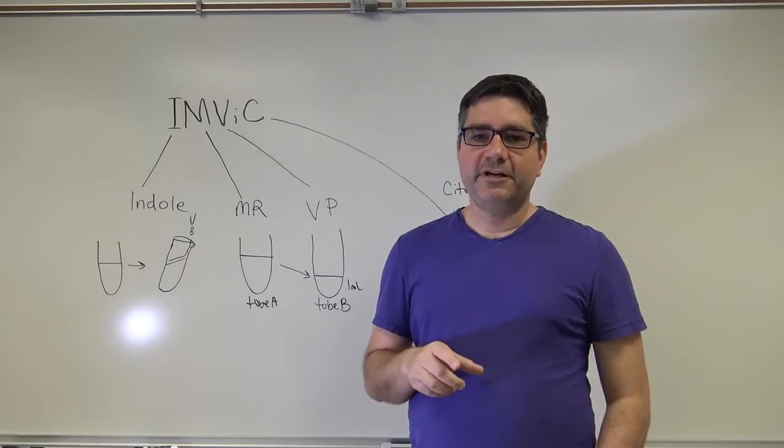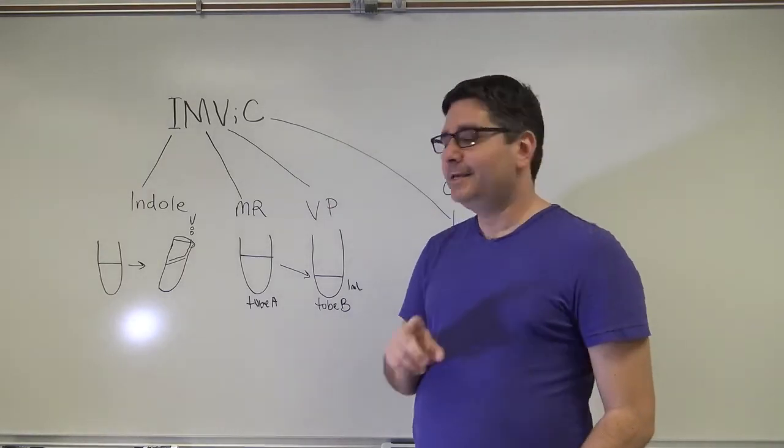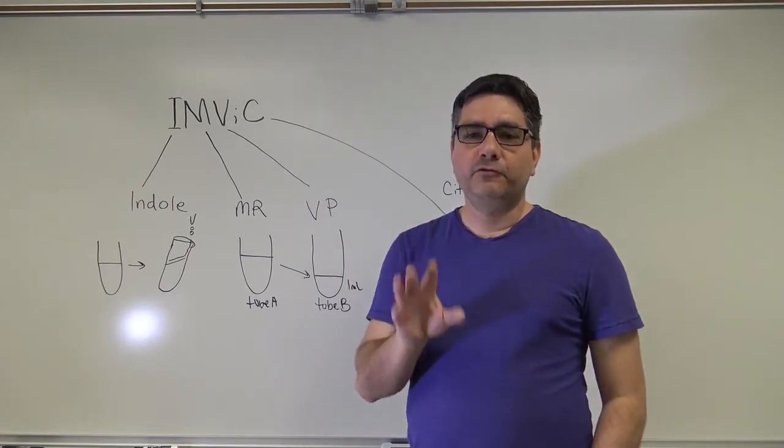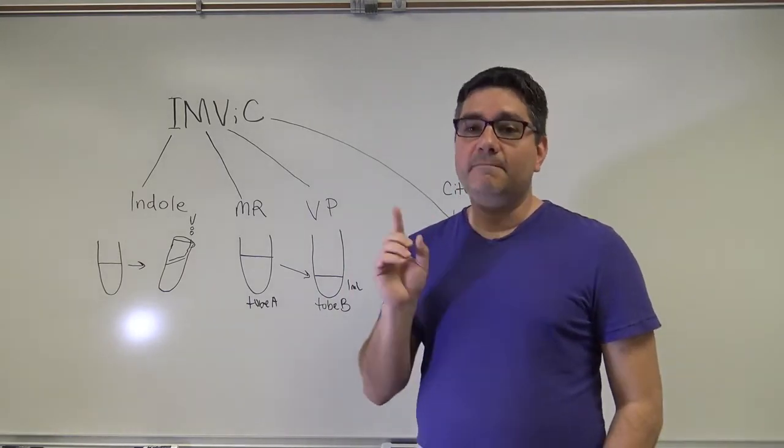Now let's focus our attention back on tube A. To this tube, you'll add the appropriate amount of drops, as stated in your lab manual, of methyl red.